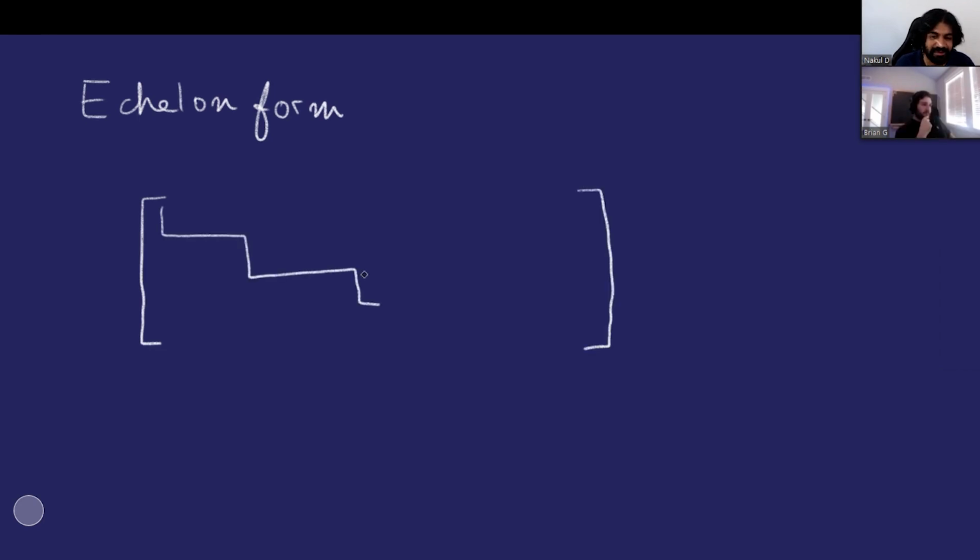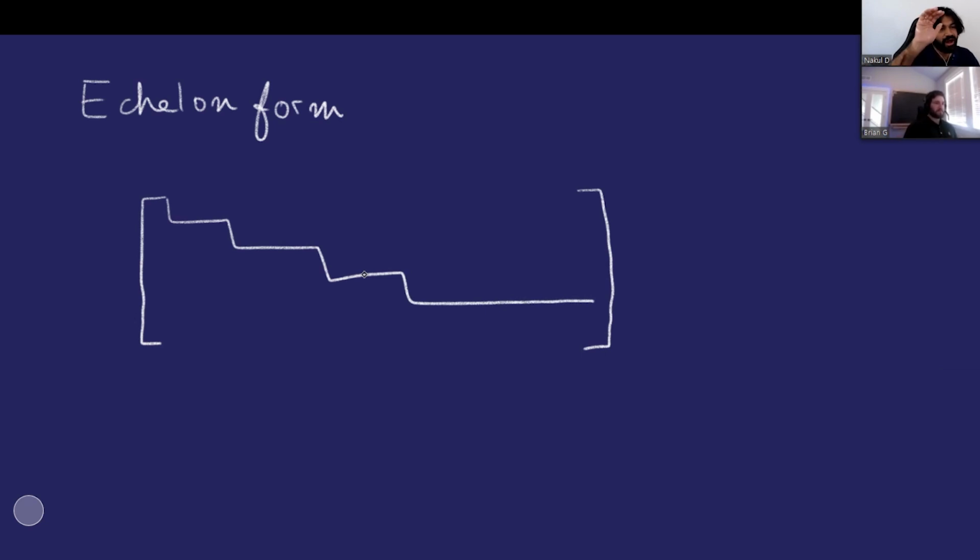Echelon form is the following. You have a matrix with this staircase shape. Under the stairs, all zeros. There's nothing but zeros under the steps. Make sense? Nothing but zeros under the steps.